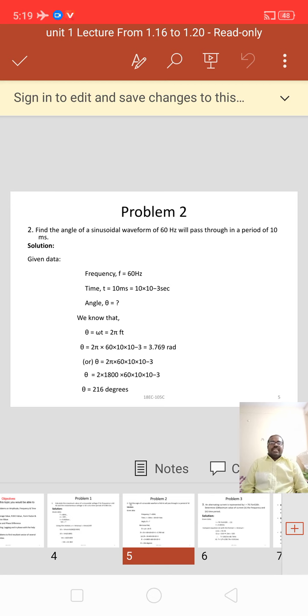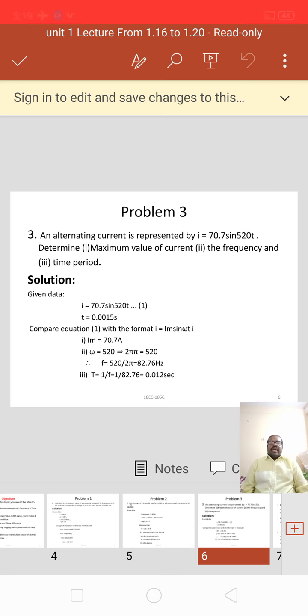We are converting the radians value into the degree value, so the final value of the angle is theta equal to 216 degrees. Problem 3. An alternating current is represented by i equal to 70.7 sin 520 t. Determine the maximum value of current, the frequency and the time period. Given data: i equal to 70.7 sin 520t, first equation, as well as t equal to 0.0015 seconds, second equation.